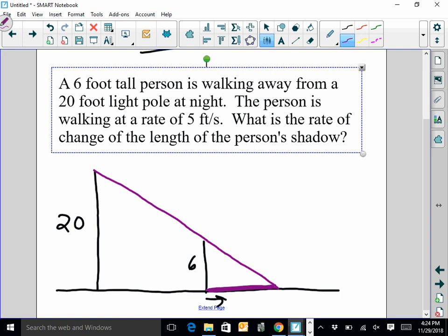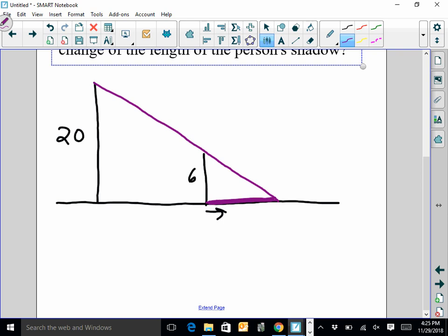Now we know how fast the person is walking. The question is, how is that shadow changing? What is the rate of change of the shadow? A couple of things we don't know. It never says how far away the person is from the light pole. So we don't know that, and I don't even know if we're ever going to be able to figure that out. Hopefully it doesn't matter.